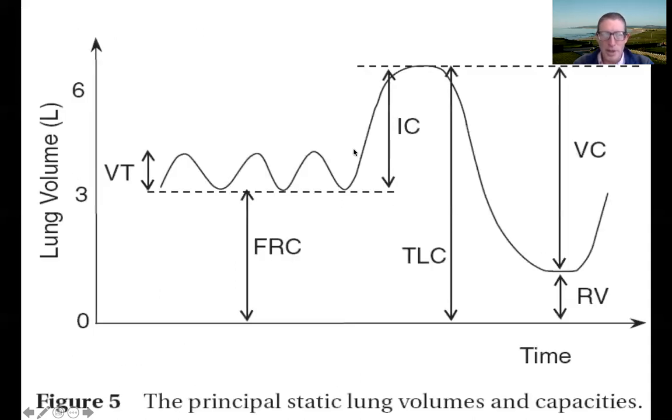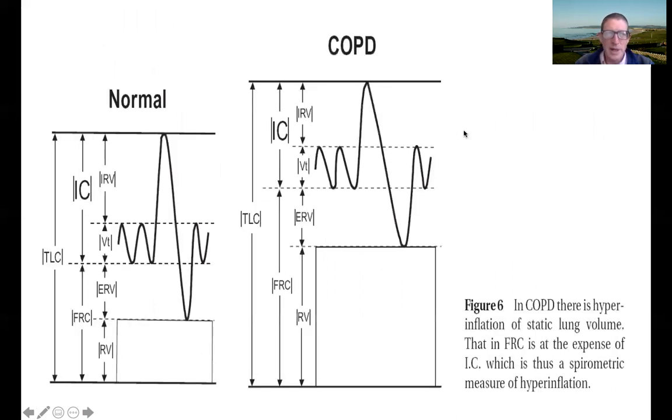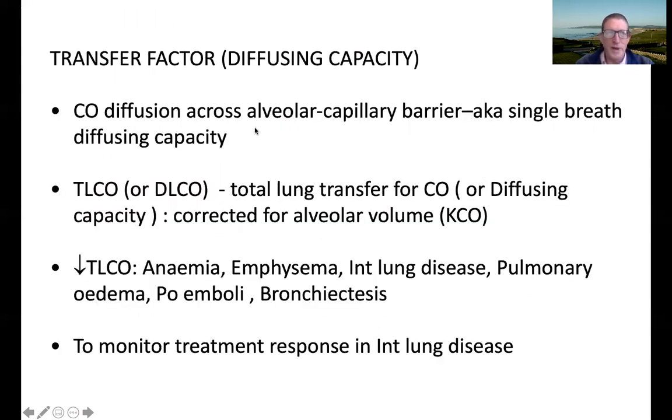And this is just a plot if you want to work out what's happening with functional residual capacity, how that's related to residual volume, and vital capacity, and how that's related to total lung capacity. Again, for information purposes, no need to learn. And this is just showing you what happens in terms of gas trapping between a normal person and COPD. So if you don't want to look at this, don't worry if you find it confusing.